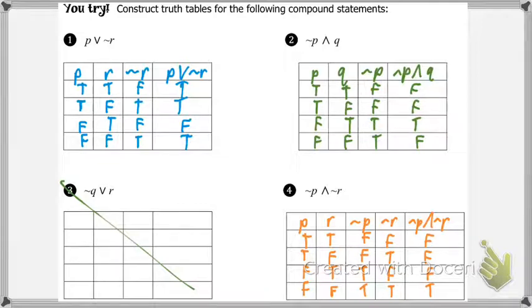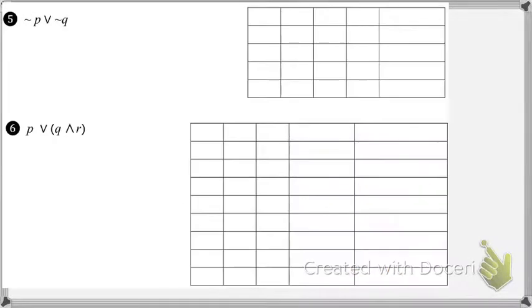Okay, not quite. We're going to skip number 5. Okay, we're going to practice 6. P or Q and R. What do parentheses mean? You do those first, same as in math. Now, this got bigger, right? And they get bigger and bigger all the way through.